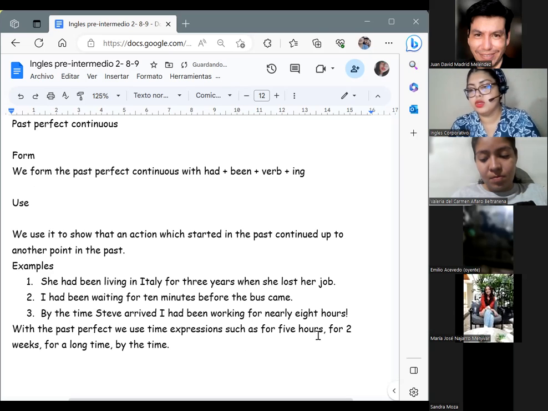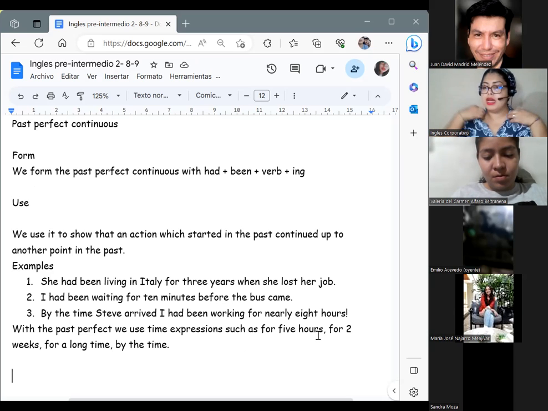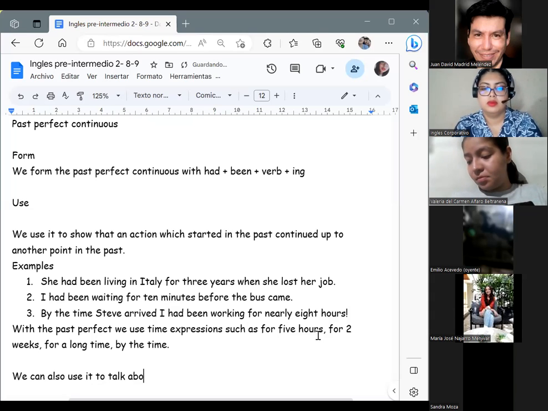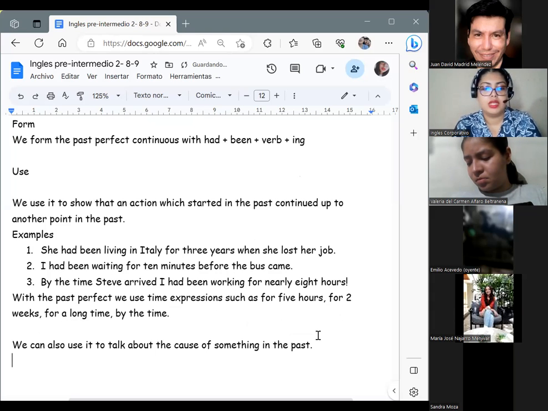We can also use it to talk about the cause of something in the past. También tenemos otro uso que es para hablar acerca de la causa de algo en el pasado. O sea, vamos a hablar de causas en este tipo de estructura. And we are going to see the examples.